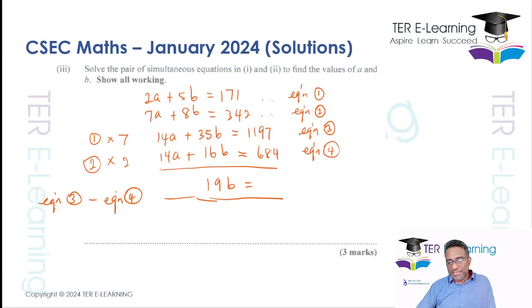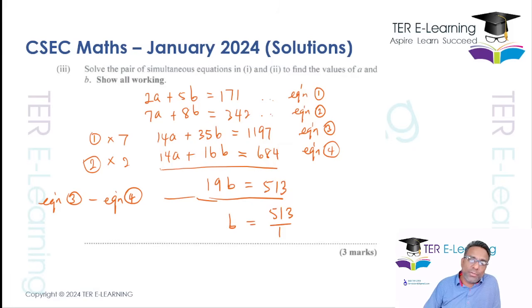So 1197 minus 684, and you're going to get 513. Right? So therefore, if I want to get b, b is going to be 513 over 19. So therefore, b is equal to 27 degrees. Right? So this here is 27 degrees. So that's angle B. And if you want to get angle A, we could substitute that into any one of the equations.